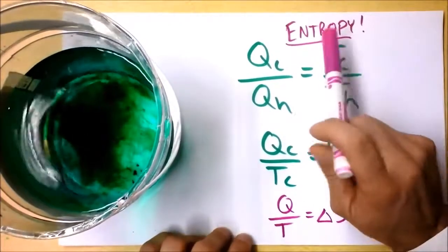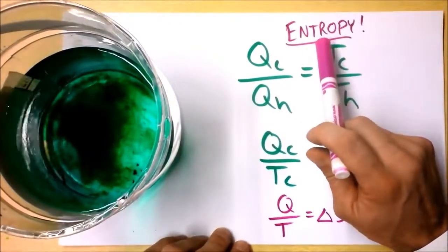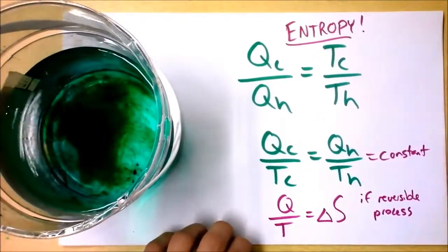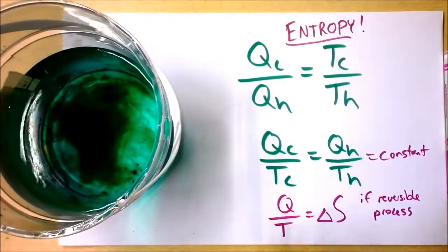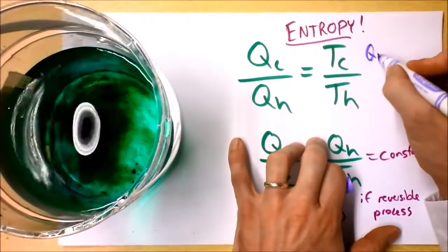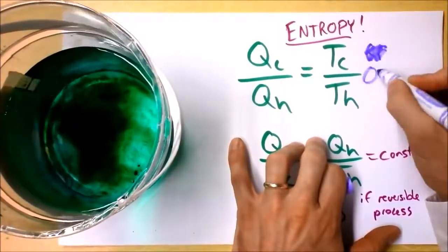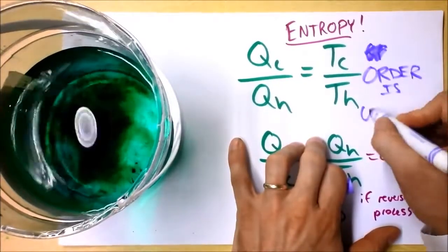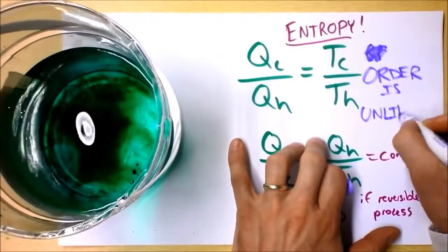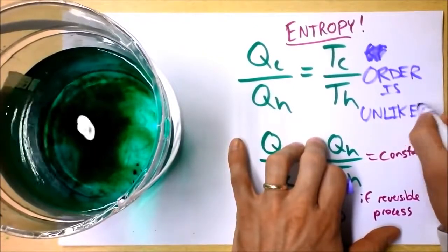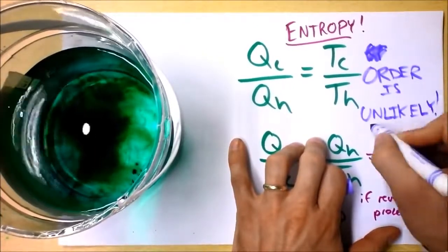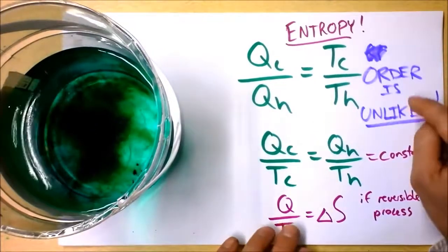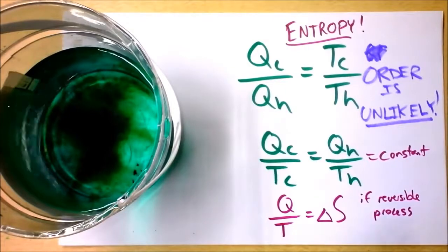But the reason that entropy increases whenever I do something is because order is unlikely. This is a statistical thing going on. Order is unlikely. You can tell your mom that when she asks you to clean your room. Order is not likely to occur randomly. So if you want to order your room, you have to expend a whole bunch of energy to do that.